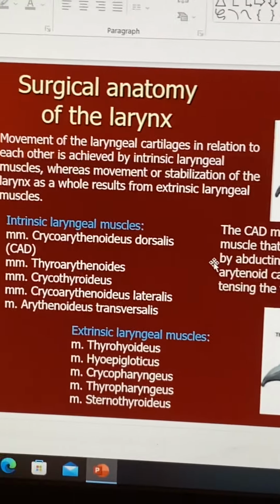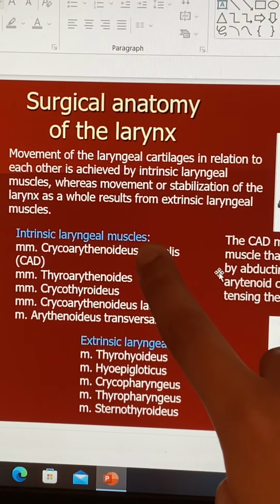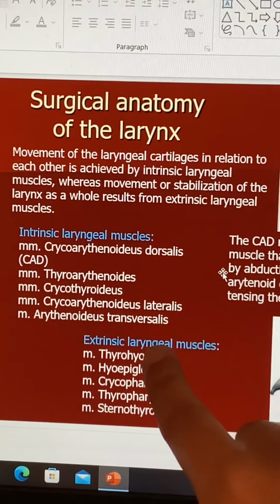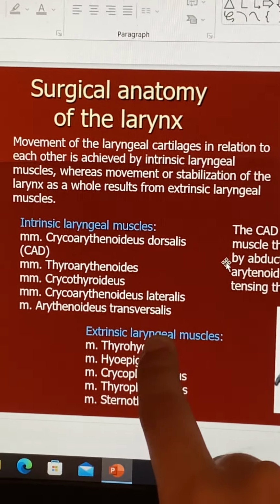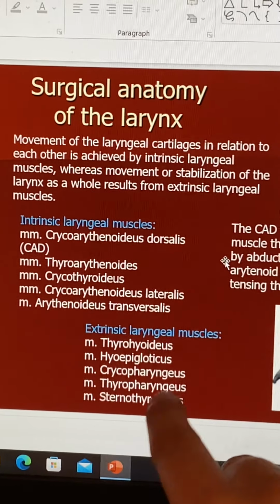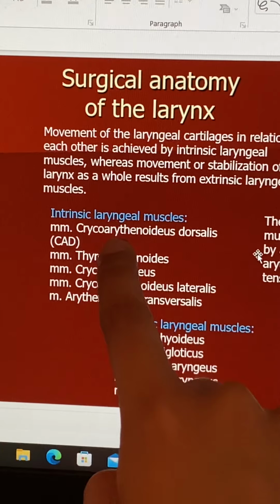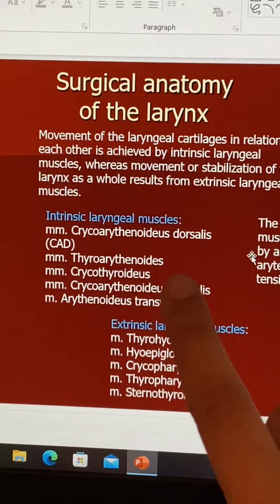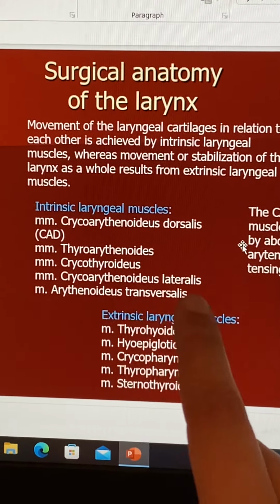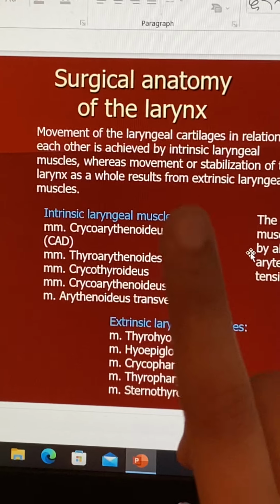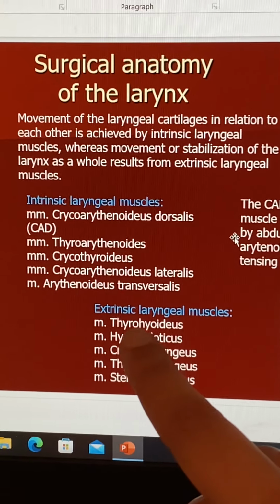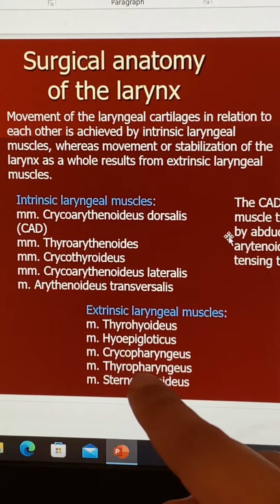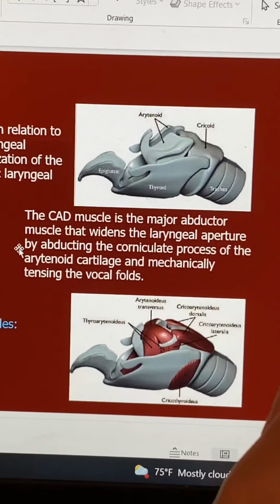So just to be clear, the intrinsic ones allow the movement of the laryngeal cartilages, whereas the extrinsic ones, the movement or the stabilization of the larynx is done by these. So if they ask you examples of intrinsic ones, you have cricoarytenoideus dorsalis. I'll just show you them. Thyroarytenoid, just remember the names of the cartilages. That will help. With the extrinsic, it's a bit similar, but it's more about the muscles, like thyrohyoideus, hyperepiglotticus. Hard to remember and hard to read.